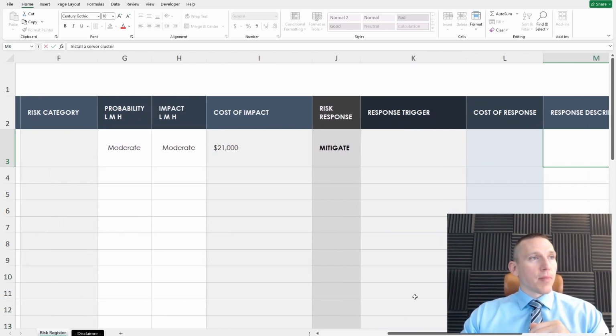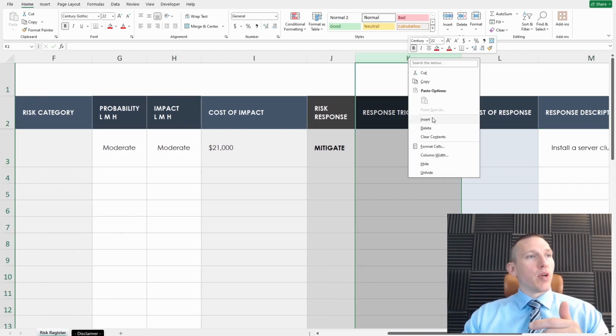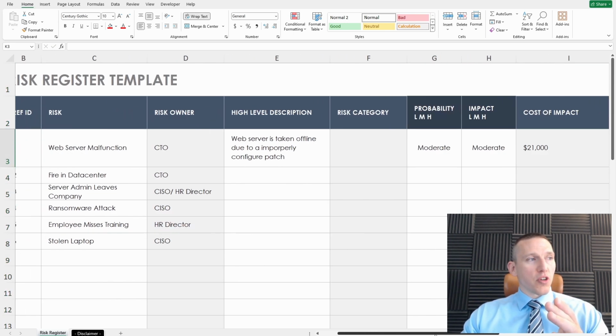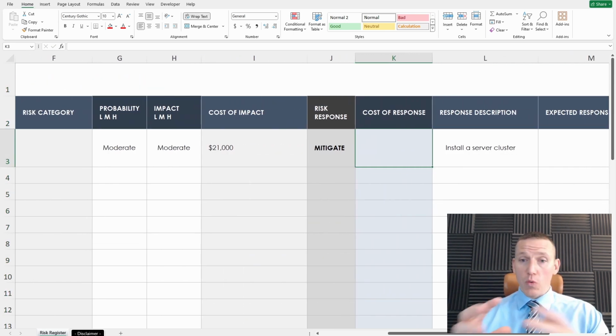Now, response triggers sometimes use, I'm going to avoid it, I'm going to delete it from this. And remember, when you use a risk register template like this, you want to make it your own, you really want to internalize it. So if you don't want to have certain aspects of it, that's fine. Just make it relevant for your organization.